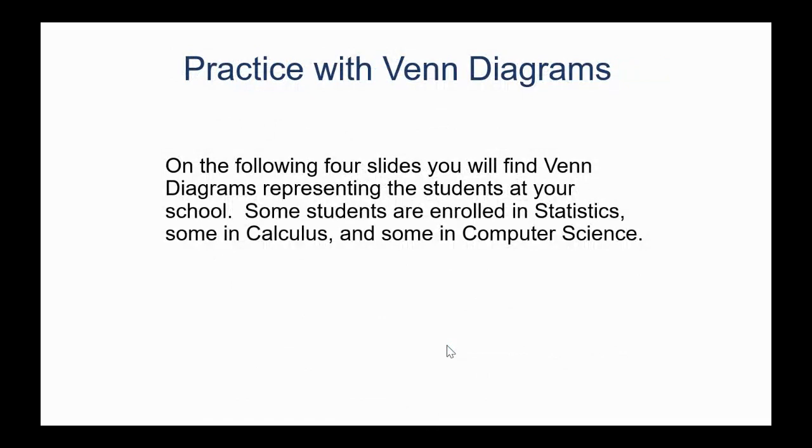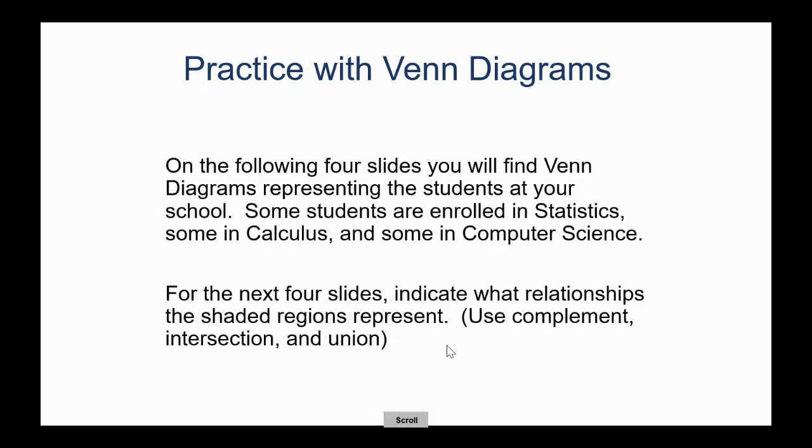So let's get some practice with Venn diagrams. On the following slides, we're going to have students that are enrolled in statistics, which we'll represent with an S, calculus, which we'll represent with a C, and computer science, which we'll represent with a CS. We want to indicate what relationships the shaded regions represent. And we have to use the terms that we learned today: complement, intersection, and union.